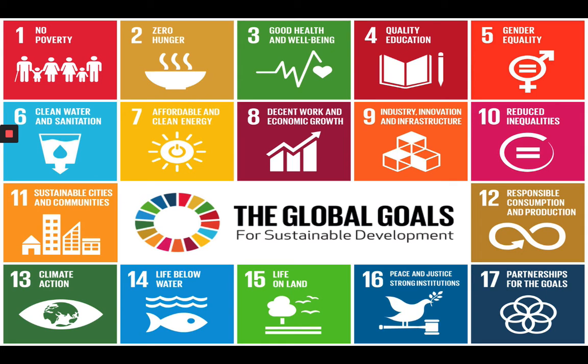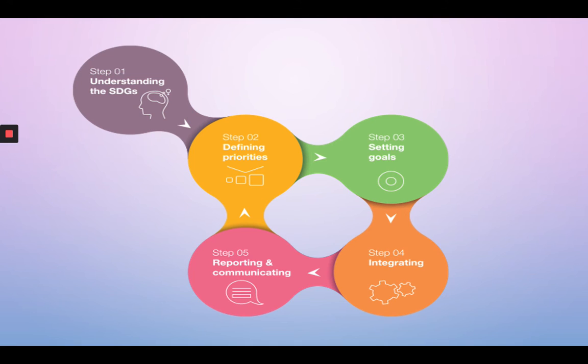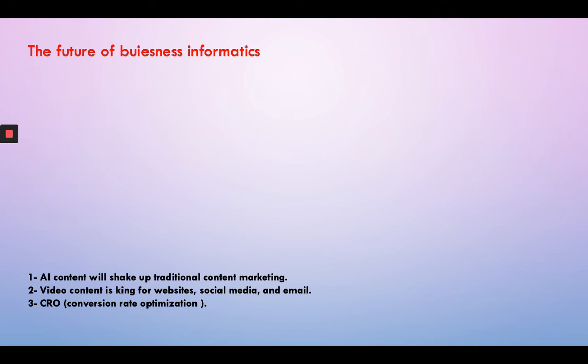I have noticed that Penang City applies it also. She wants to be city number one in Malaysia, Penang City. Okay, this is the SDGs. So what are the steps for applying the SDGs? They are to understand the SDGs and define priorities, set goals and integrate them, and also reporting and communication.